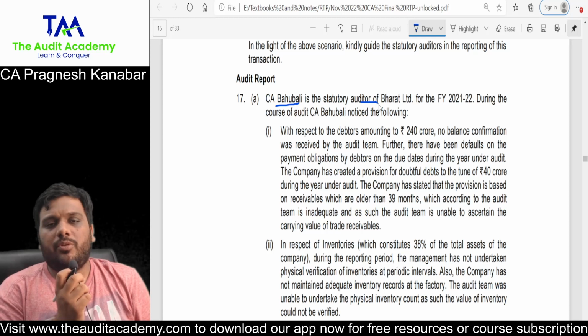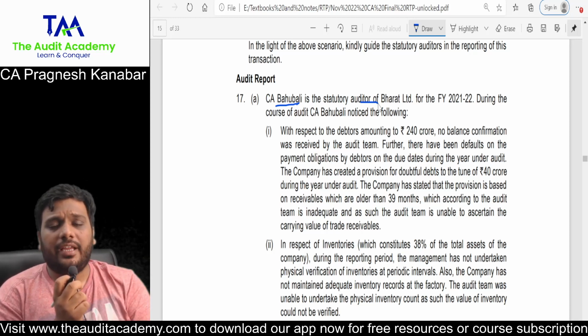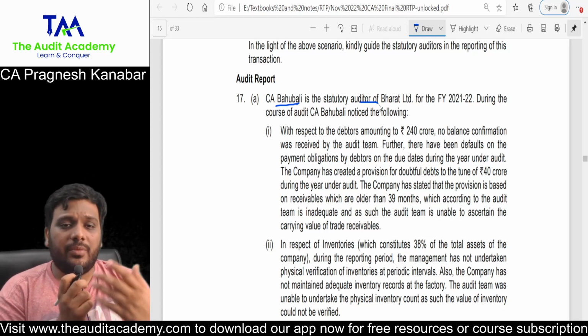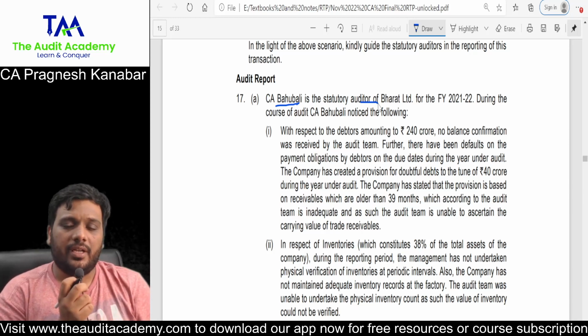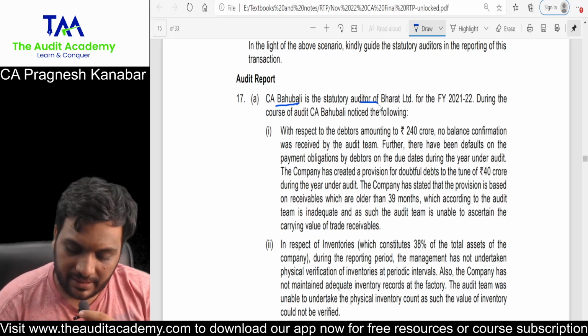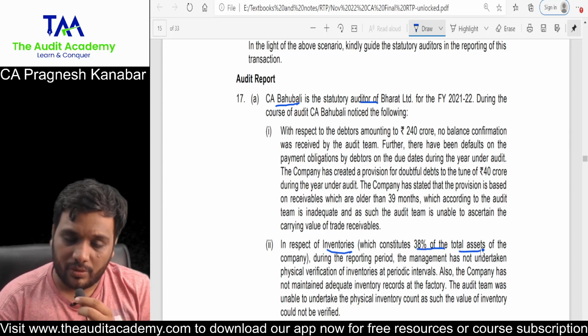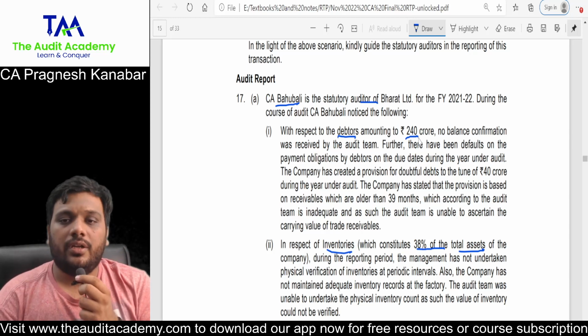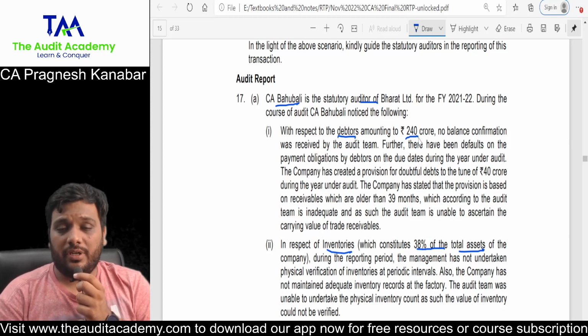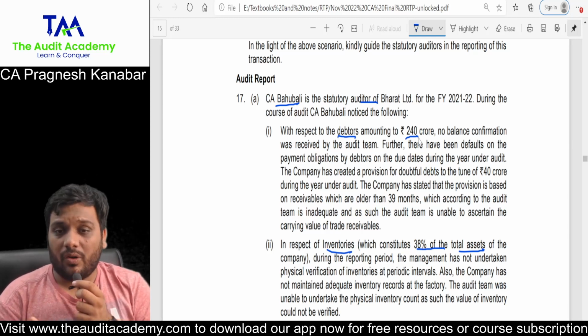Now when sufficient and appropriate audit evidence is not available even after trying your level best, there is a limitation of scope of audit. There are only two possible opinions, either qualified or disclaimer. But when you go through this question, you will realize that for inventories, which is 38% of total assets, he is not satisfied. He is not satisfied for the data amounting to rupees 240 crores. He is not satisfied with the records over there.